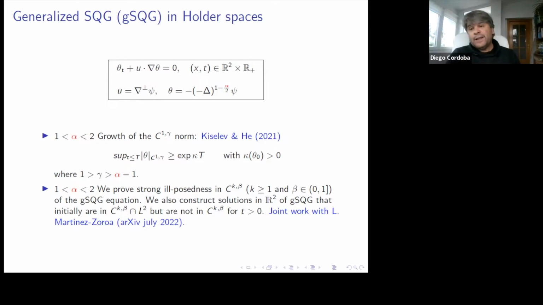And also we prove non-existence. Initially, your Hölder norm is small, and in time t bigger than 0, your Hölder norm has diverged. But you still have a solution. The solution is unique, and you're in a Sobolev space, and this solution exists for a time as big as you want.